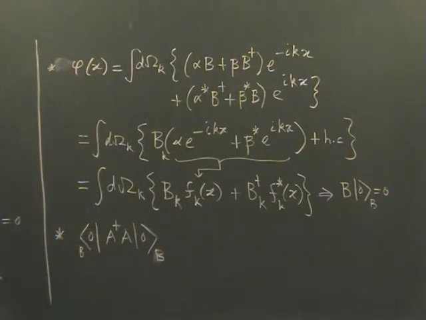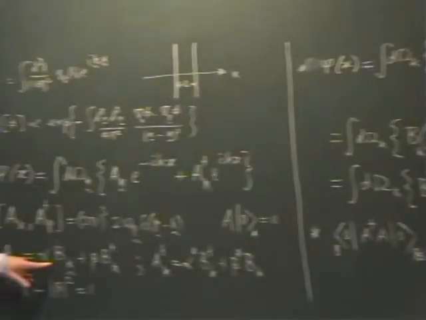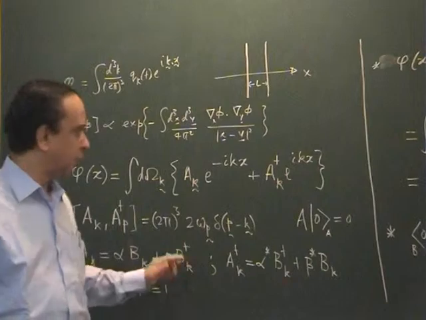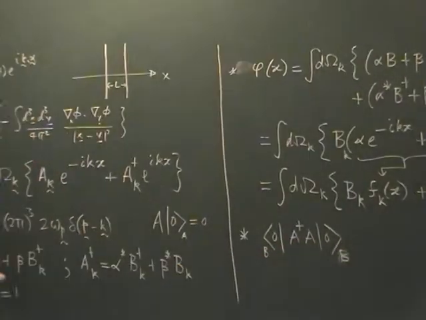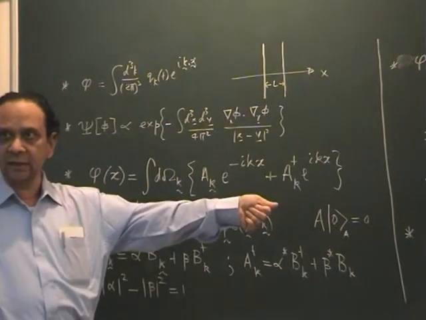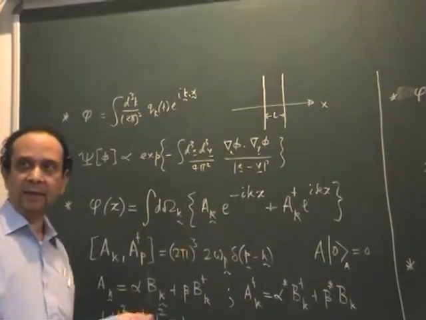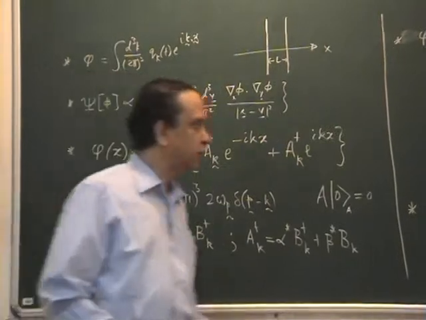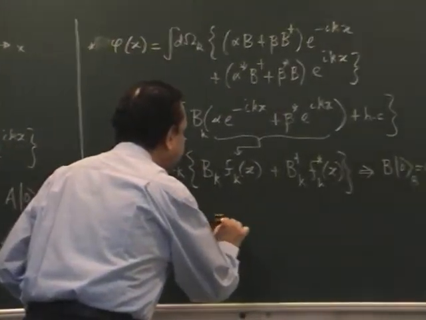But if I do this, I am going to act with a on this object. This is not going to contribute. But I will pick up a beta times some one particle state. Similarly, the other thing in the reverse direction. So I will find that this is equal to mod beta squared.